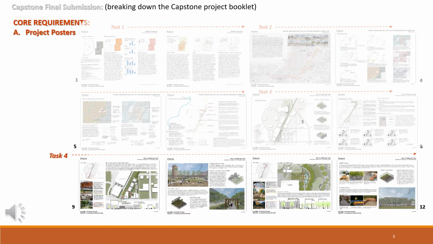Here in Task 4, we're really just focused on these final project posters, developing the site scale detail, your primary landscape intervention, and any secondary interventions that are going to support your overall framework plan for the area. That's what we're working on here, and so that's the breakdown we're going to have in the next few slides.